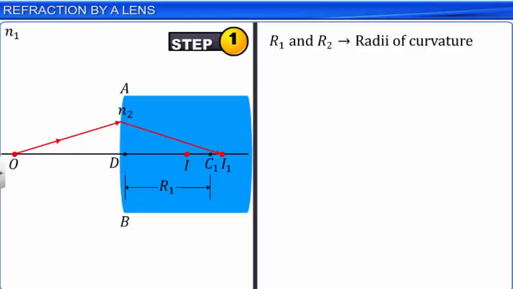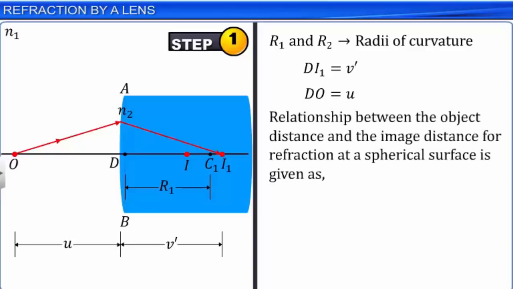We know that the relation between object distance U and image distance V for the refraction at a spherical surface is given as N2 by V minus N1 by U equal to N2 minus N1 by R, where R is the radius of curvature for the curved surface. Using this, we can write that N2 by V' minus N1 by U is equal to N2 minus N1 by R1. Let this be equation 1.